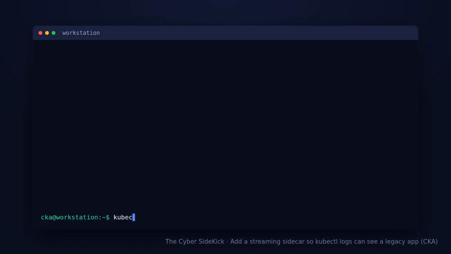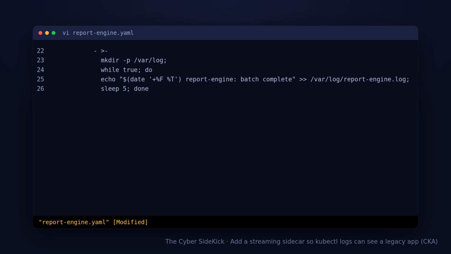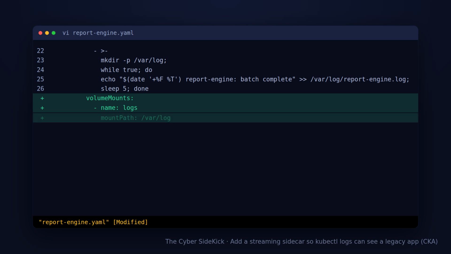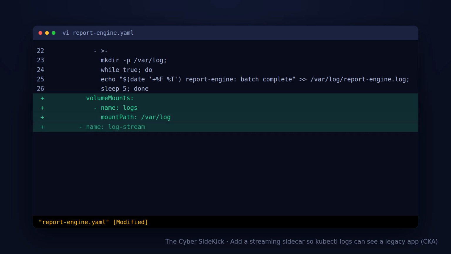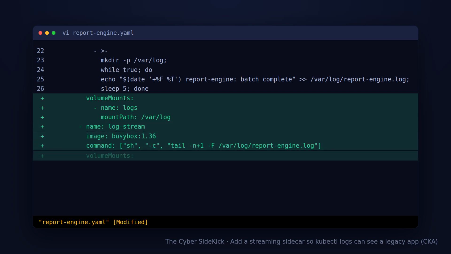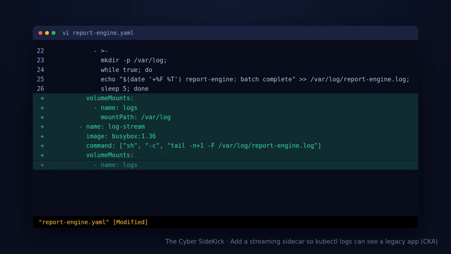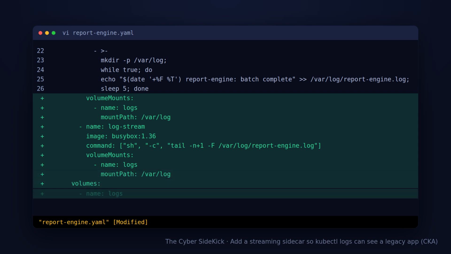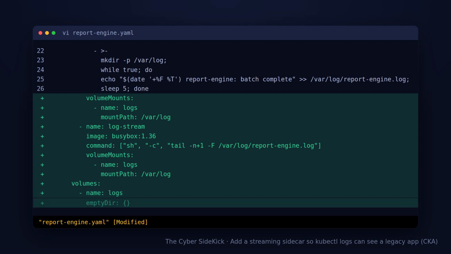Now the edit. In the exam you would run kubectl edit on the deployment, or dump it to a file, change it, and reapply. Both are fine. Three things go in. A volumeMount on the existing container, pointing at the directory that holds the log file. A second container, named logstream, image busybox, whose command tails that same file, plus the identical volumeMount. And the volume itself, an emptyDir, which sits at the pod spec level next to containers, not inside them. Watch the indentation there, because that is where this question is usually lost.